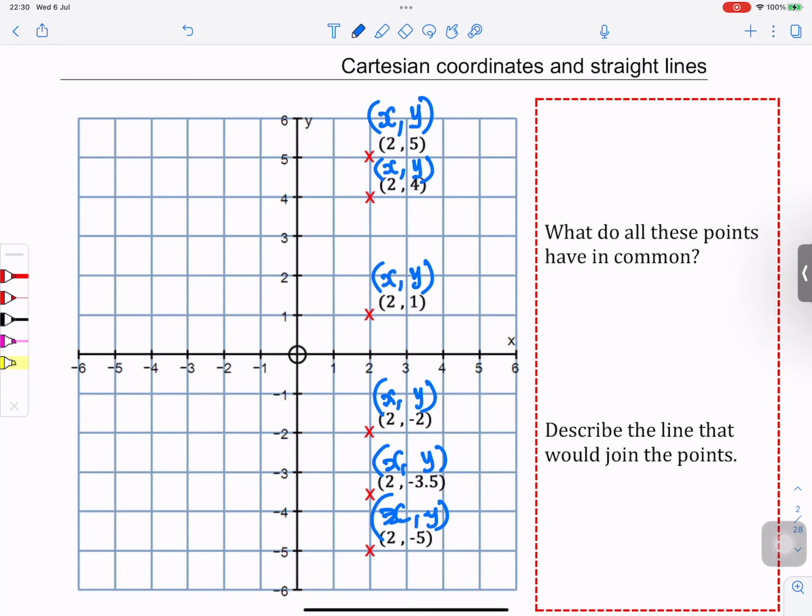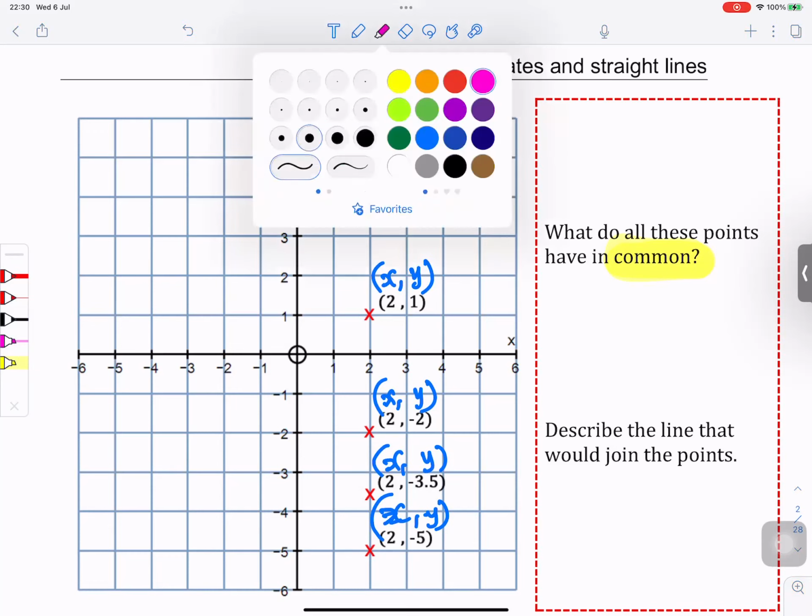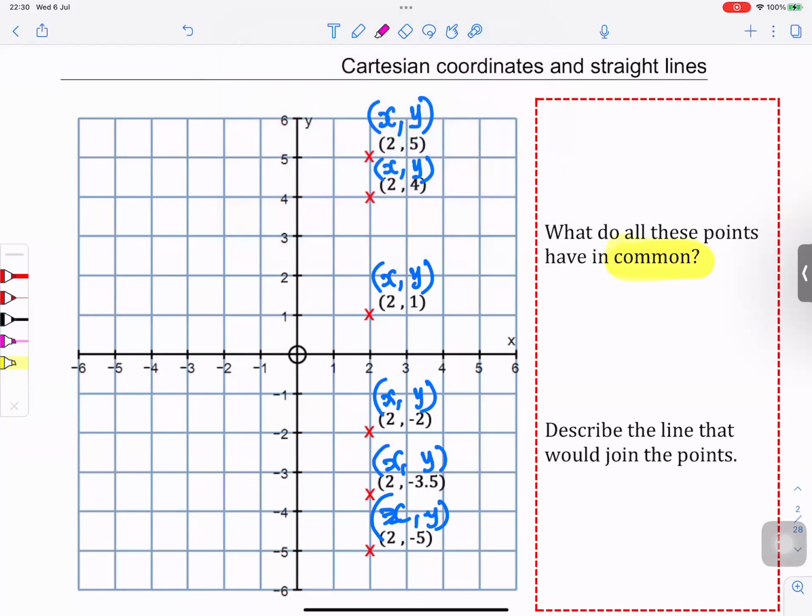What do all these points have in common? Common is the word. So if you look at all the X values, what do you notice about them? Look at the X there, the X there, the X there. It happens that they are all 2.